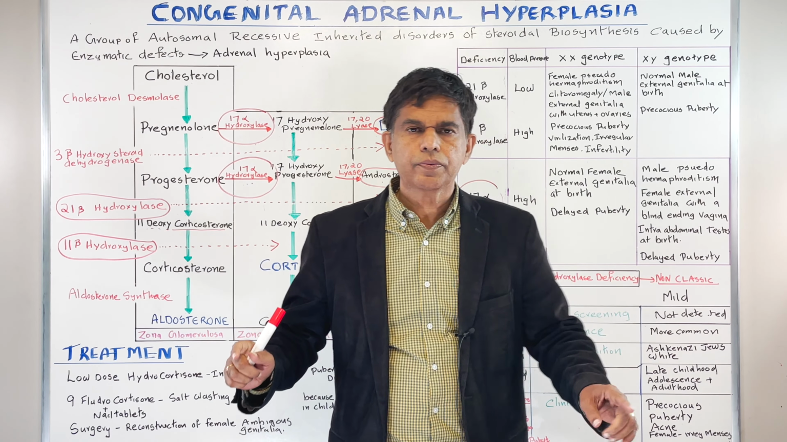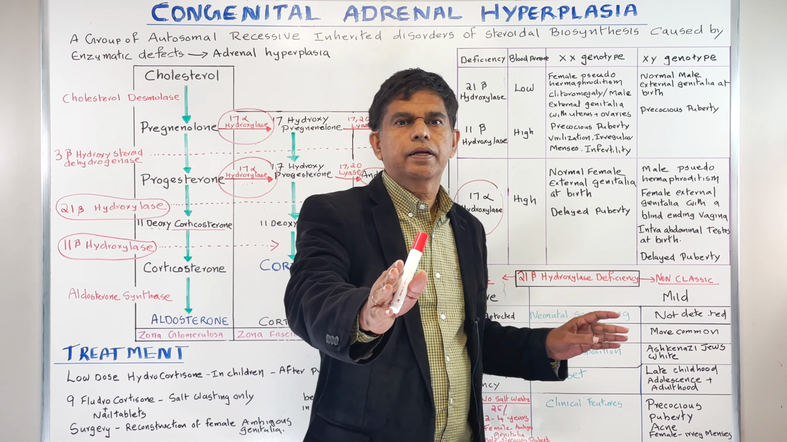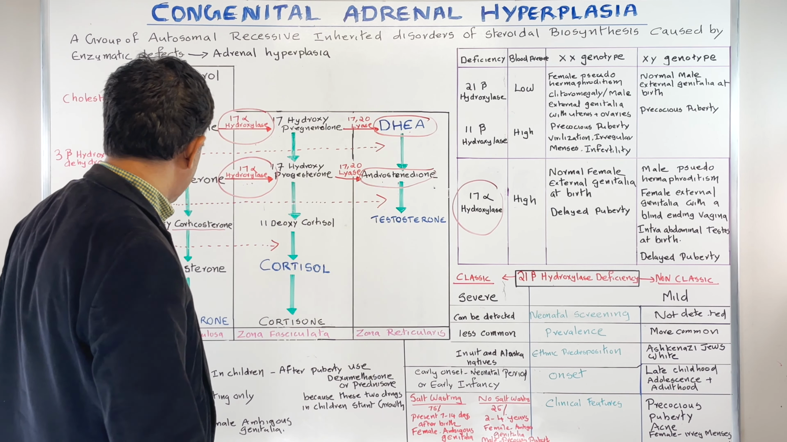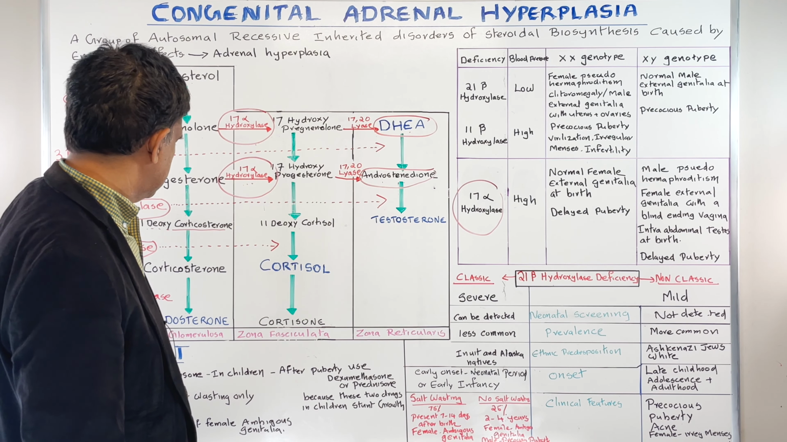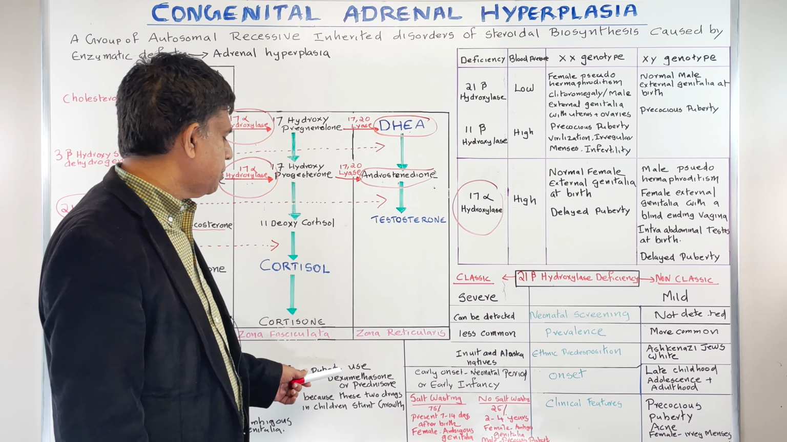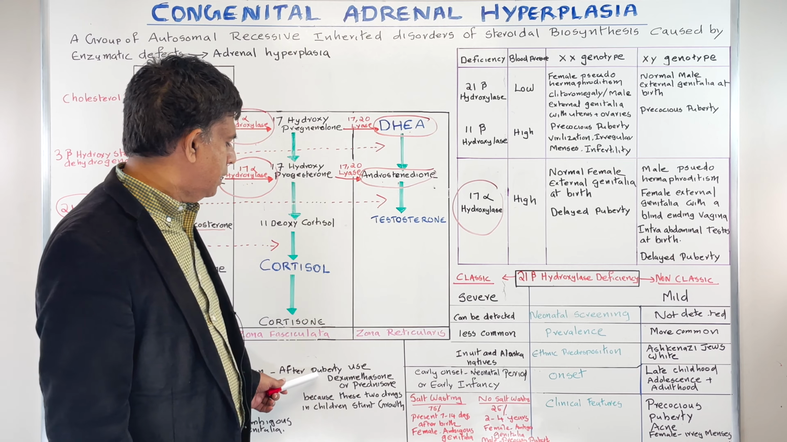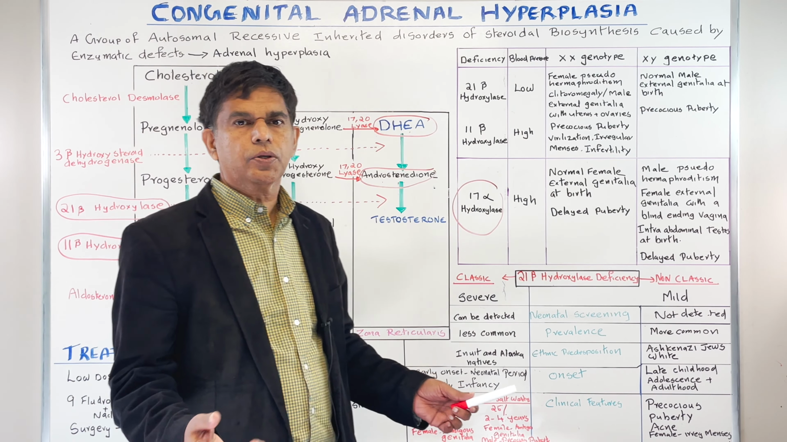Okay, now we finished it, but we have to treat it, right? Let's look at the treatment. What are the treatments? Very, very important, right? You give low dose hydrocortisone in children, okay? Low dose. The reason is, after puberty you can use dexamethasone or prednisone, because if you give it early in childhood, bone growth will be affected.